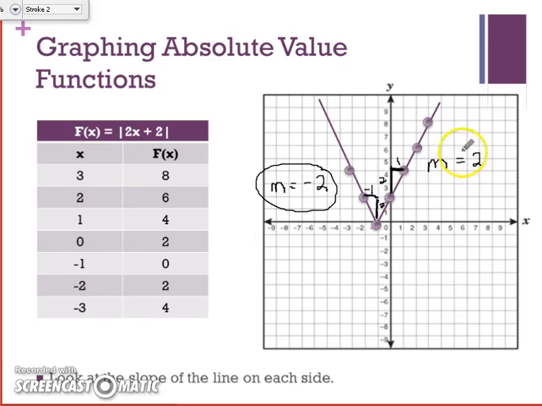Notice how the slopes of each side of your absolute value function graph are opposites. They represent the same steepness, but one is a positive slope and one is a negative slope, so they're opposite slopes.